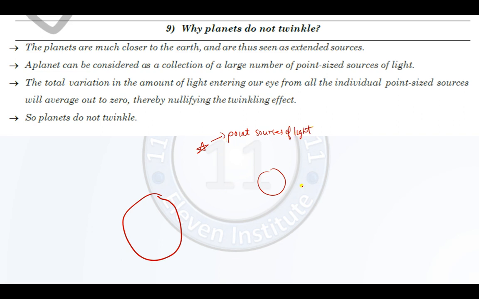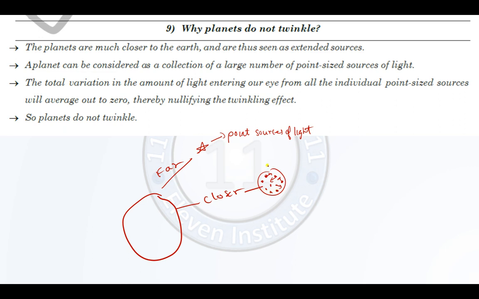While planets are closer to the earth as compared to the stars. The stars are far, while the planets are closer. So when they are closer, they cannot be treated as point sources of light because they appear big. So they can be treated as a collection of many point sources. Now these point sources might twinkle. This might twinkle like this, this might twinkle like this.